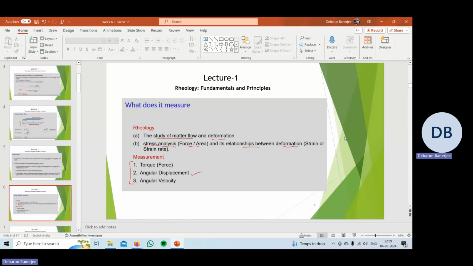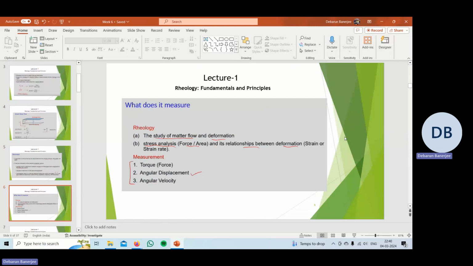So, what does a rheometer measure? When we talk about rheology, it is basically the study of matter's flow and deformation. Stress analysis is basically the force per unit area and its relationship with deformation. So what do we mean by deformation? It is basically denoted in terms of strain or strain rate.